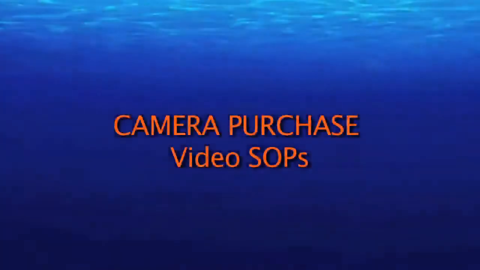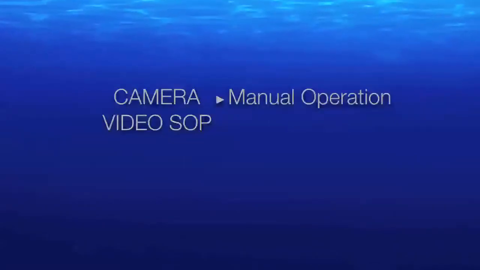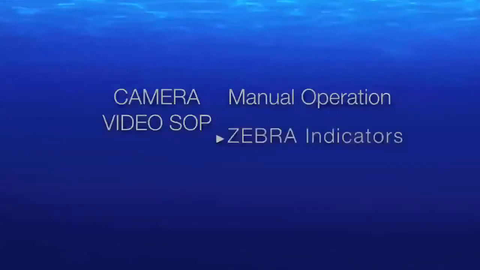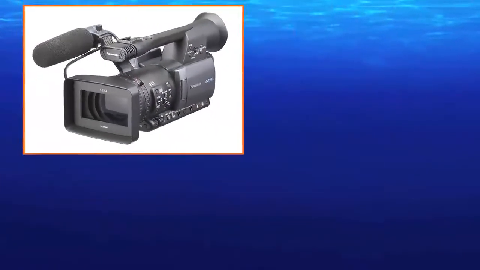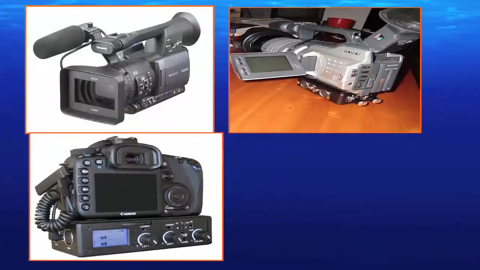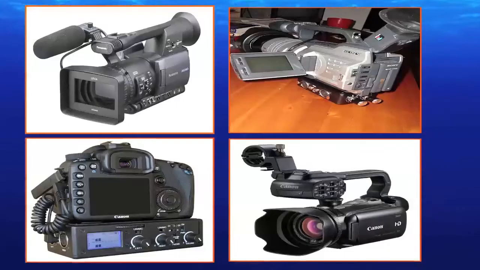The VSOPs on choosing a camera are: purchase a camera that can be operated manually. The camera should display zebras. The camera should accept external audio. There are camcorders available that have all of these attributes that are priced from hundreds to thousands of dollars. These camcorders will serve you well for many years.